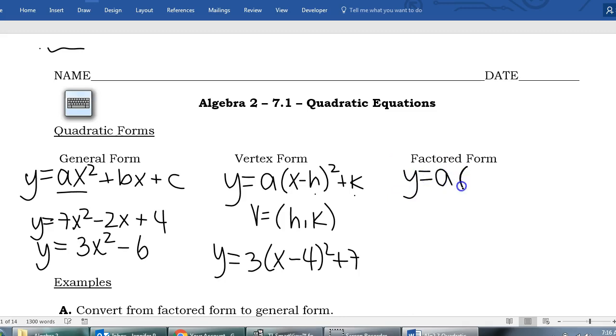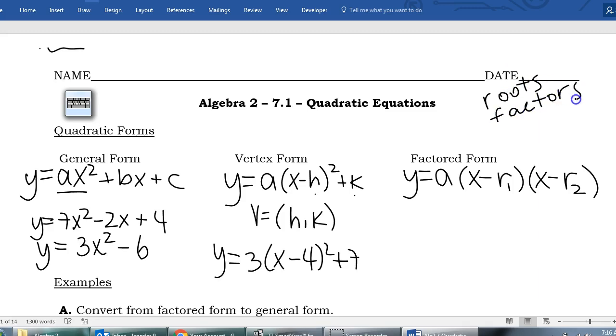Factored form equations still would have that leading coefficient, and then it would have 2 roots. So this one has 2 sets of parentheses but no power 2. And those r1 and r2 stand for the roots. Sometimes they're called different things, but they all mean the same. They could be roots, or factors, or zeros, or x-intercepts. All of those mean the exact same thing.